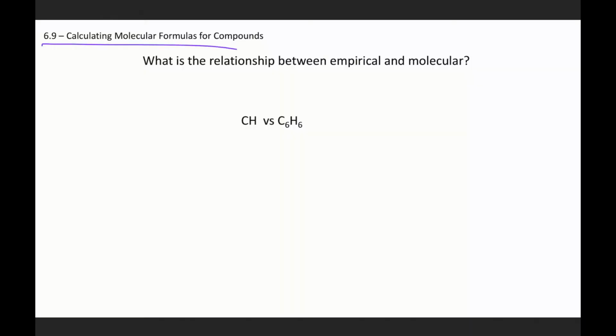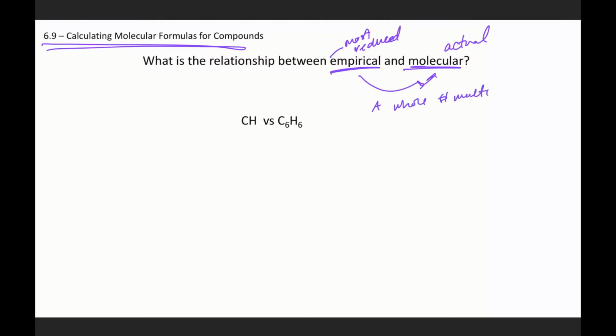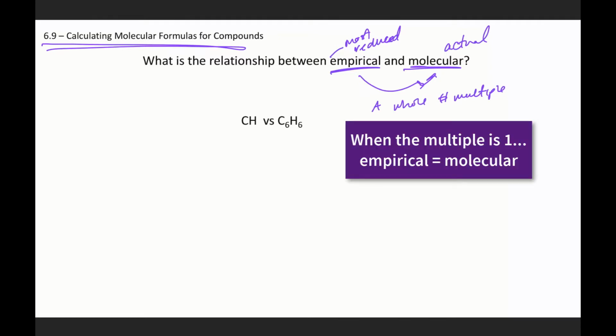Hello, Honors Chemistry, and welcome to Chapter 6, Section 6.9, where we learn to go from an empirical to a molecular formula. We learned back in Chapter 5 that the empirical formula is our most reduced form. The molecular formula is the actual formula, which is typically a whole number multiple of the empirical. Sometimes that multiple is 1, but whatever it is, it must be a whole number multiple.